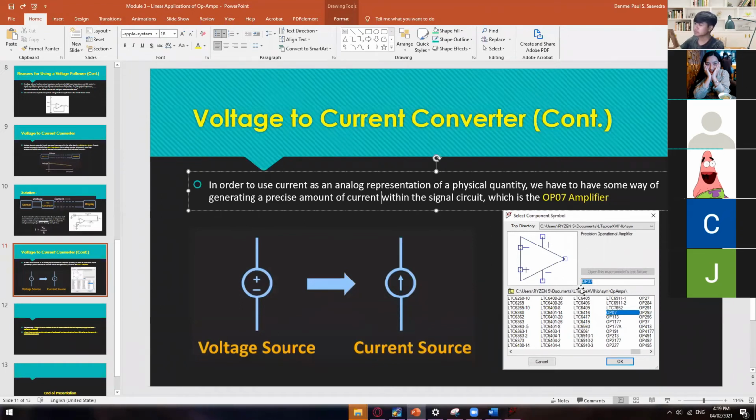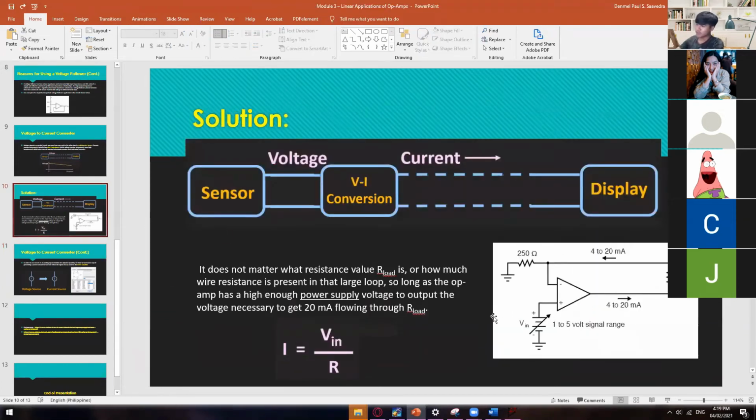So just look at the LTSpice, the OP07. You will see here it's a precision operational amplifier. It's the same schematic: we have the real voltages here, the inputs, the inverting, non-inverting. It's just that this one is designed for a more precise amount of current. Okay, so let's now try to recreate this one and see if we can get the same result.